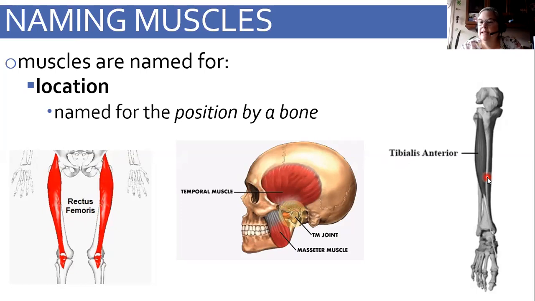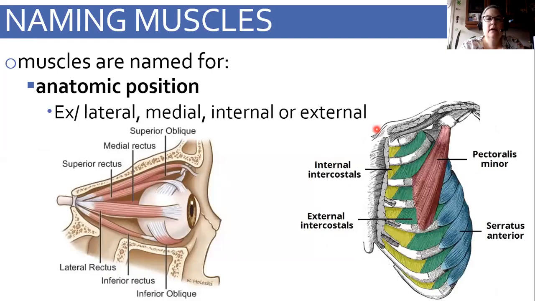Here we have the tibialis anterior. We know anterior is front, right? But the tibia is our shin bone, and this is a muscle that's attaching to the tibia, so it's named for being by that bone. Okay. All right, next, muscles are also named for their anatomic position. So remember we talked earlier in our very first module about lateral, medial, internal, external, right?